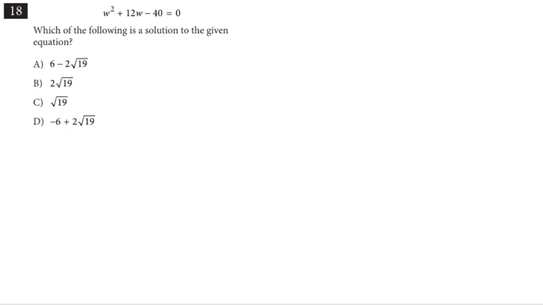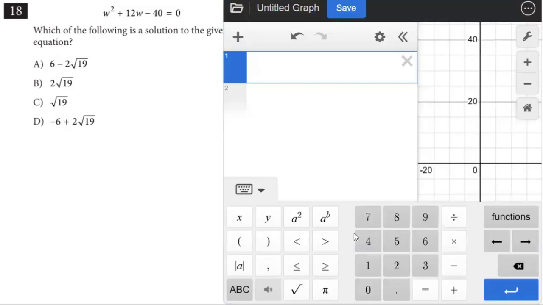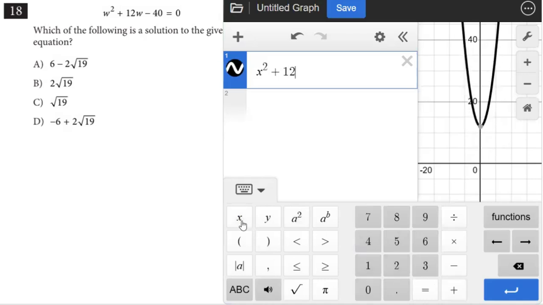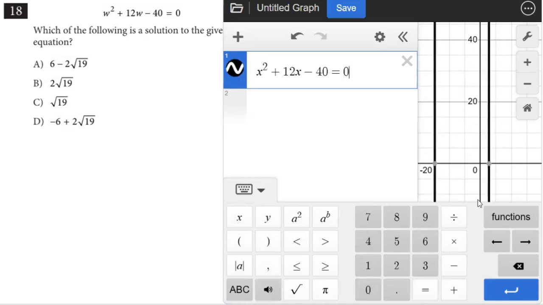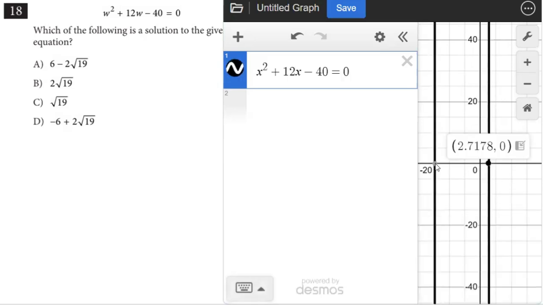Question 18. There is a quadratic equation. Which of the following is the solution to the given equation? But the answers are in exact forms. So let's use the graphing calculator and see what we can get. So plug in this equation, x squared plus 12x minus 40, and put it equal to 0. So you can see that one of the solutions is this one, and they're saying which of the following is a solution.